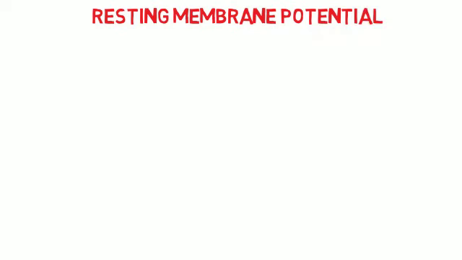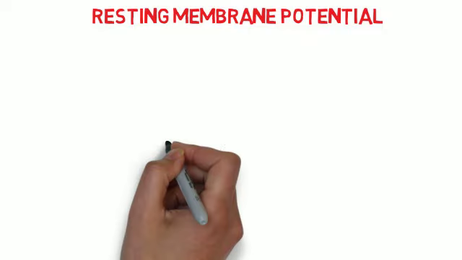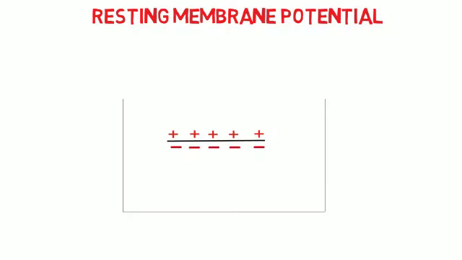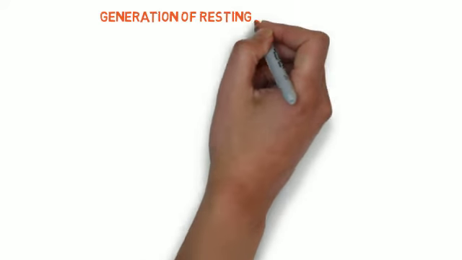So what is the resting membrane potential? See, what happens is that at the resting state, there is a separation of charge across the neuronal membrane. Because of this charge separation, a potential is created across the membrane, which is called the resting membrane potential, and this value is about minus 70 millivolts. Now let's see how this resting membrane potential is generated.